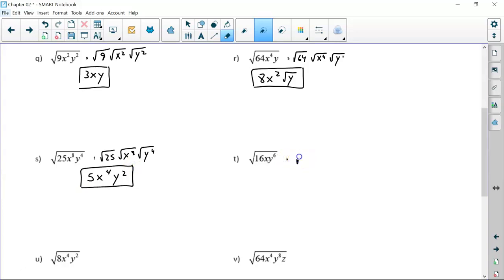For t, square root of 16, square root of x, square root of y to the 6th. Square root of 16, so we get 4. We can't take the square root of x. We're going to leave it as the square root of x because it's x to the first. It's not divisible by 2. And for 6, it is divisible by 2. So when we do that, we get y to the third. 6 divided by 2 is 3. So I'm going to clean this up. It's going to be 4y cubed, and we're going to commonly put the square root at the end, the square root of x.